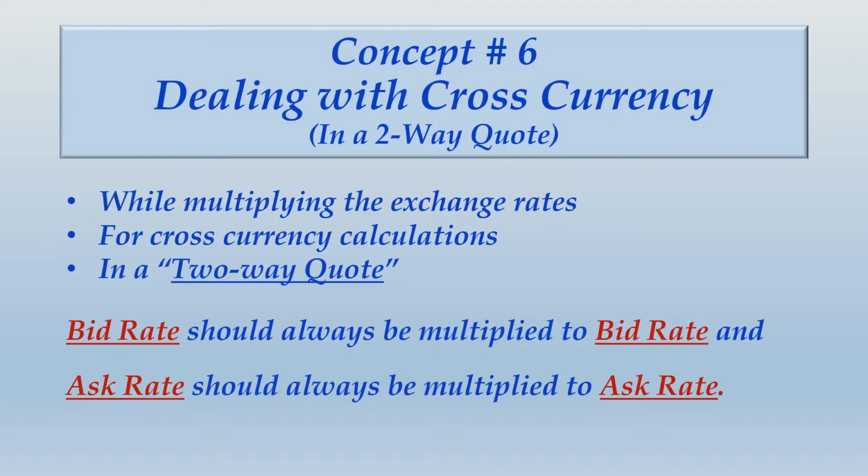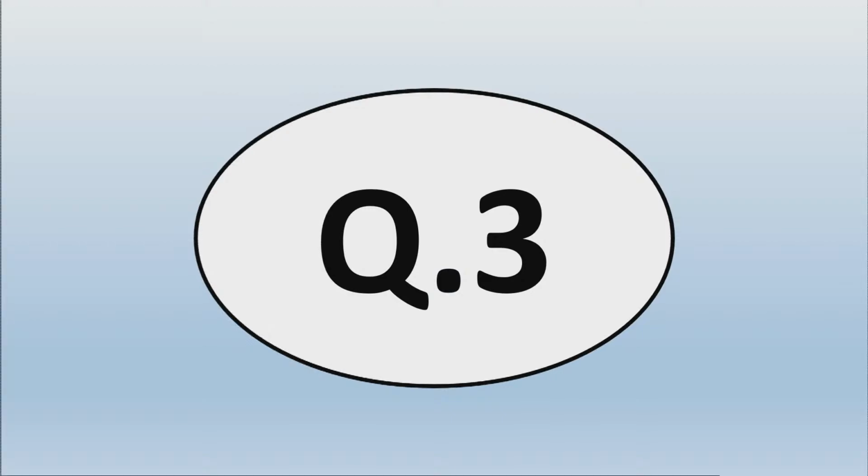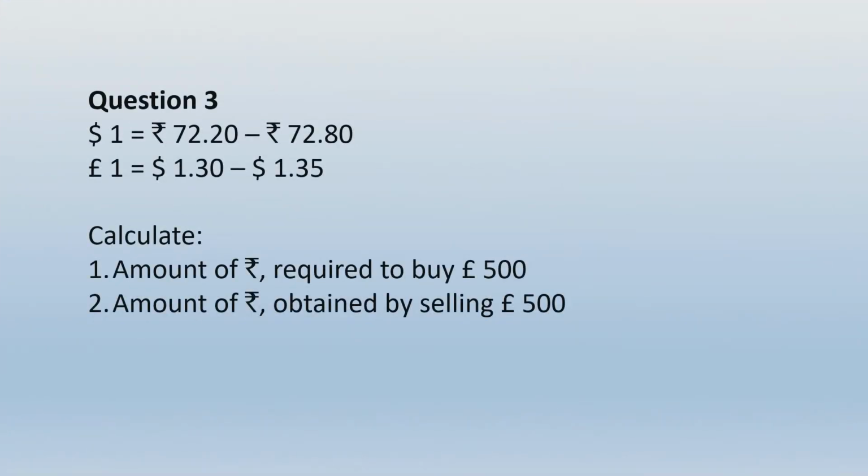Alright friends, I'm sure you have noted down these points. Now, this is not something to be remembered as a rule. It is something very, very logical. Let us try to understand this through a question. Now, in this question, what is given? $1 equals to rupees 72.20 to rupees 72.80. Pound 1 equals to $1.30 to $1.35. Calculate amount of rupee required to buy pound 500 and amount of rupee obtained by selling pound 500.